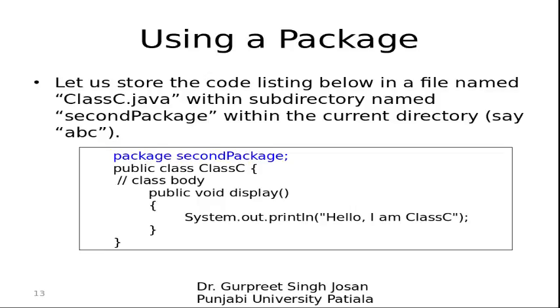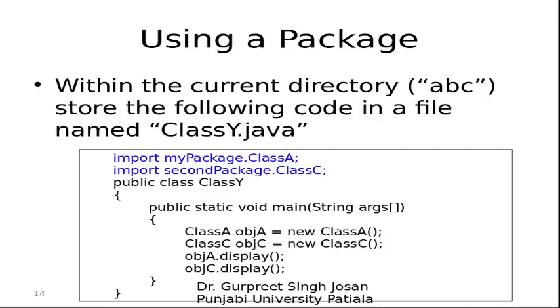After that, in the ABC folder I create another file, ClassY.java, and in ClassY.java I want to create the object of class A as well as the object of class C. So in order to use these, I have to import mypackage.A and I have to import secondpackage.C also, and only then can I create objects of class A and class C. So in order to reuse the code, you have to import the classes.